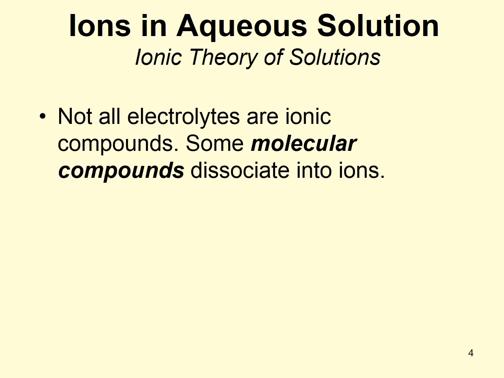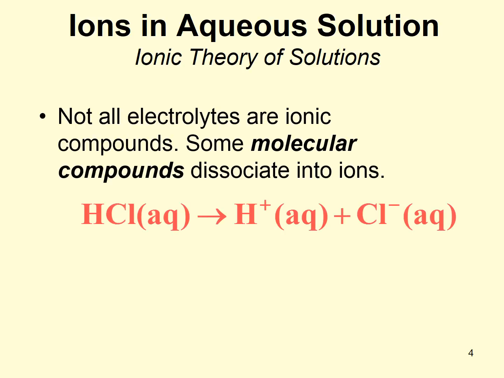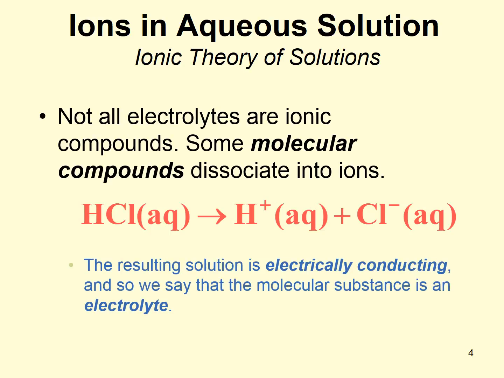Let's see, so not all electrolytes are ionic compounds. Some molecular compounds also dissociate into ions. This is kind of in the middle. The thing in chemistry is it's not black or white. There's a lot of gray in the middle. So hydrochloric acid, HCl, can also break apart into its ions, H+ and Cl-, as you can see in this slide. It's also electrically conducting, so these are also electrolytes.